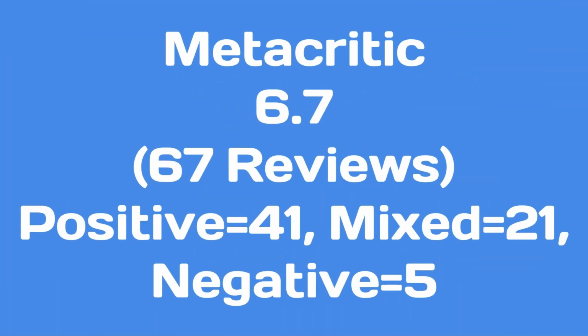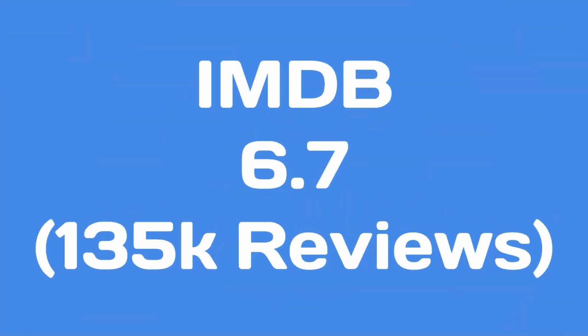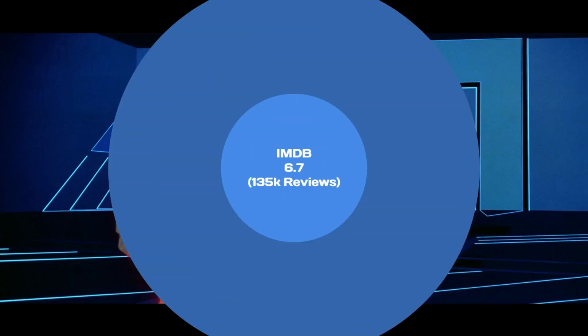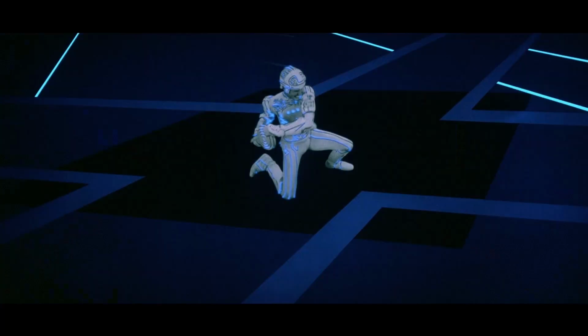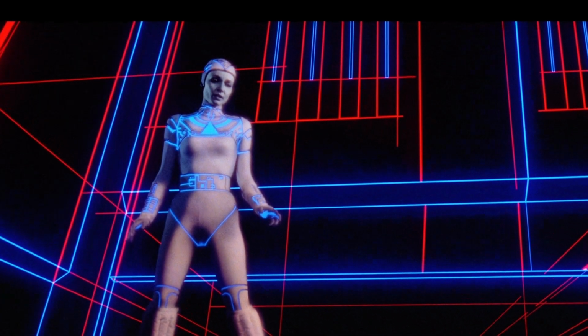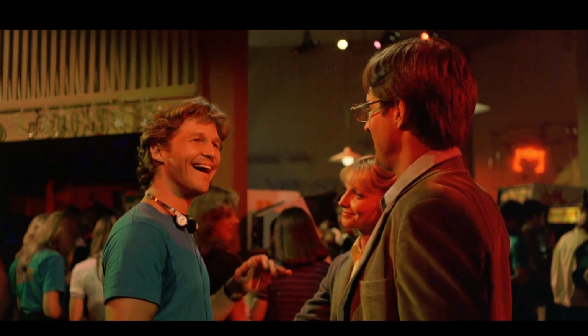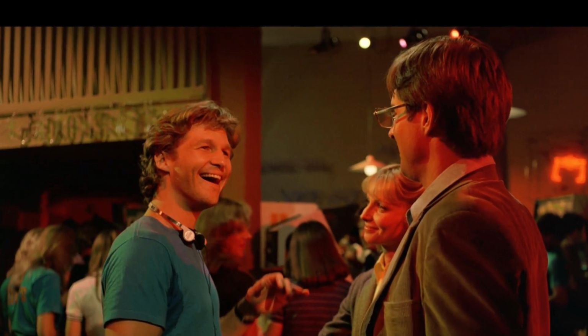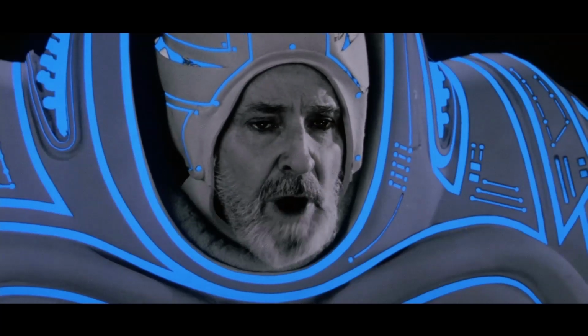On Metacritic, the audience score for Tron was 6.7, based on 67 reviews, with 41 positive, 21 mixed, and 5 negative. And then on IMDb, the score was also 6.7, based on 135,000 reviews. In summary, it seems critics, on average, rated Tron around a 6, and audiences rated it closer to, but not quite, a 7. Thus, according to my scale, that would be just above average to adequate. All right, Yuri. All right.